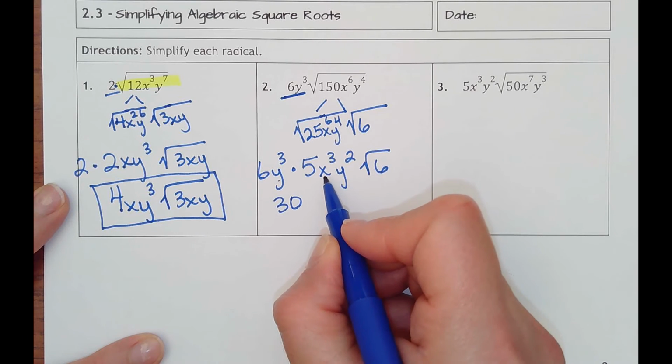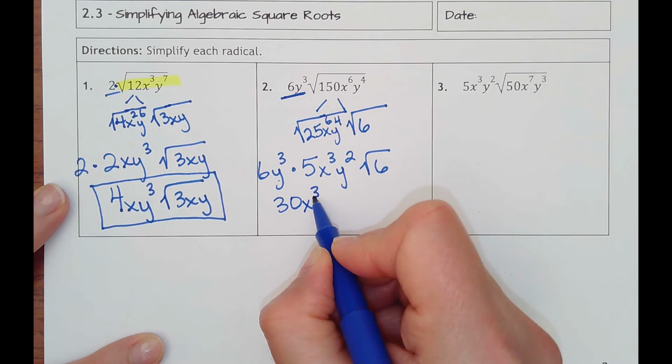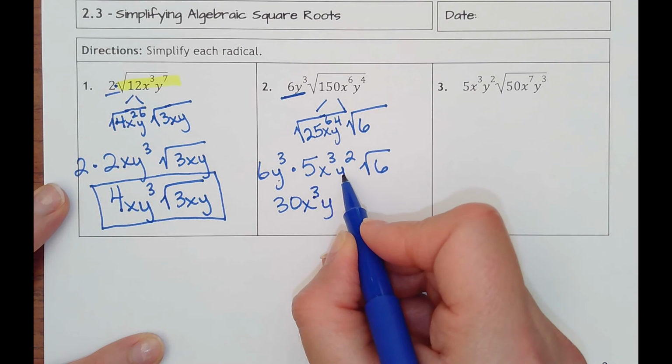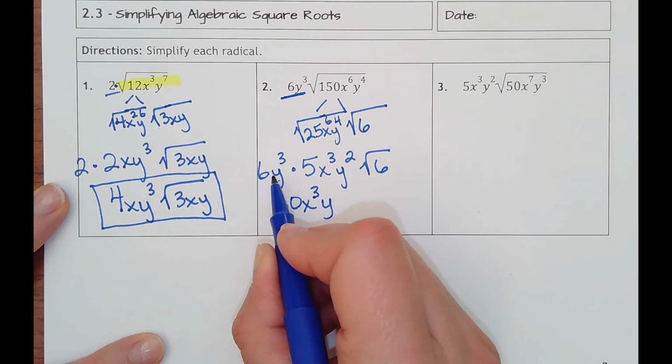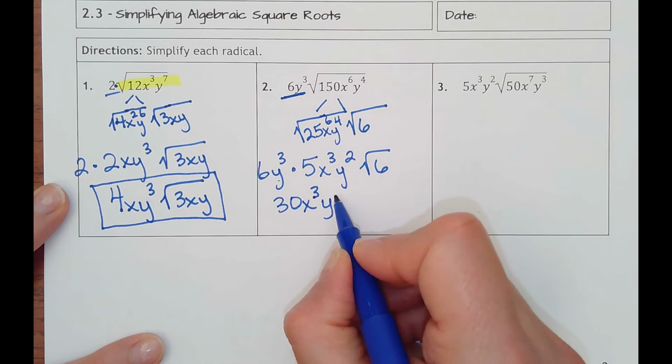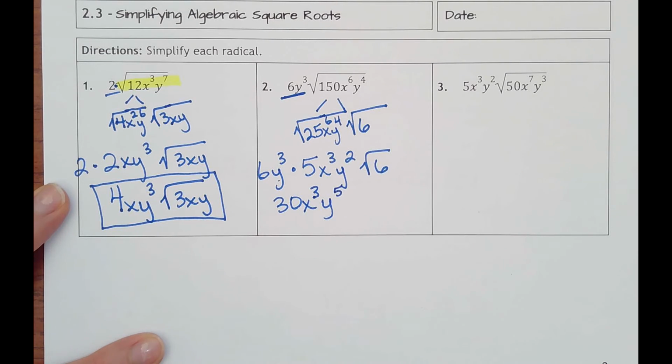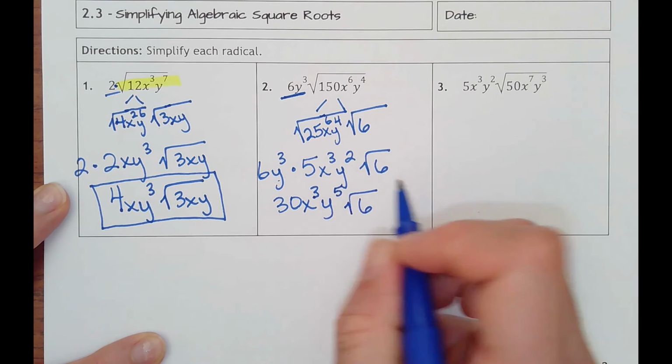Then let's put it alphabetical to where we have our x cubed first. And then this is y cubed times another y squared. So y times y times y times y times y, or y to the 5th. We add the powers with square root of 6 left over.